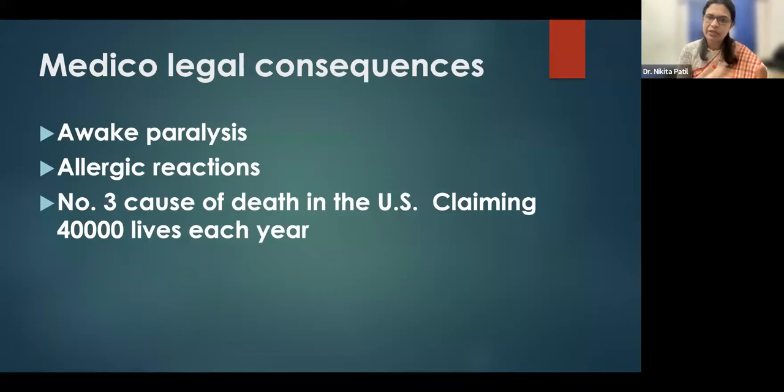Then allergic reactions. The patient had informed, still developed a reaction, or the patient had not informed, and anaphylaxis occurs. Again, they come for a minor case, some antibiotic reaction according to them occurs, and the patient lands up in an anaphylactic death. We'll be surprised. Actually, it is a chilling reality that drug errors are the number 3 cause of death in the US, claiming 40,000 lives each year.